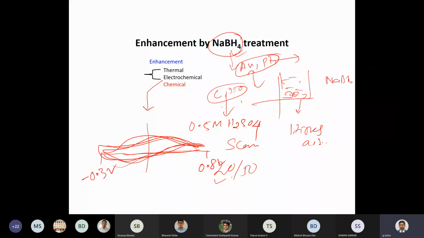So after 20 scans or 50 scans, you clean the surface with DI water, and you can check the cyclic voltammogram. Before the electrochemical cleaning, maybe your CV will show here, but after cleaning, your CV will show here. It is like this. So this is a cleaning method that can activate your surface.